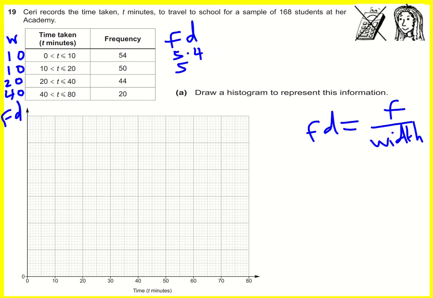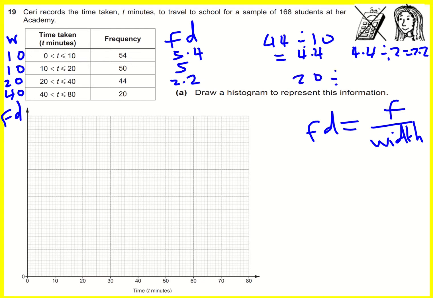44 divided by 20, well, how to do this without a calculator? What I can do is divide by 10 to give me 4.4, and then divide by 2. So I can just do it bit by bit, and that's going to be 2.2. So a nice way to divide by 20: divide by 10 and then divide by 2, or divide by 2 and then by 10. 20 divided by 40 is the last one. That's going to be 2 over 4, or a half, or 0.5. And I've got my key values to be able to draw my histogram with.